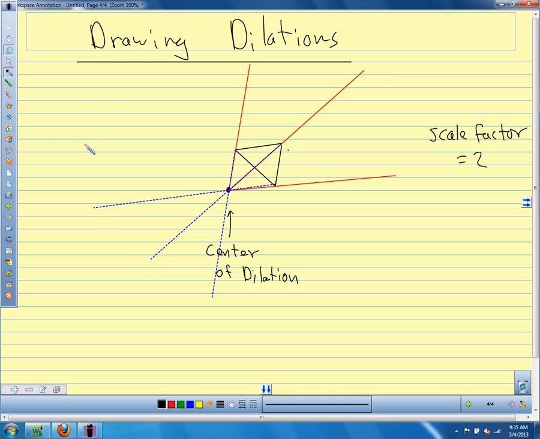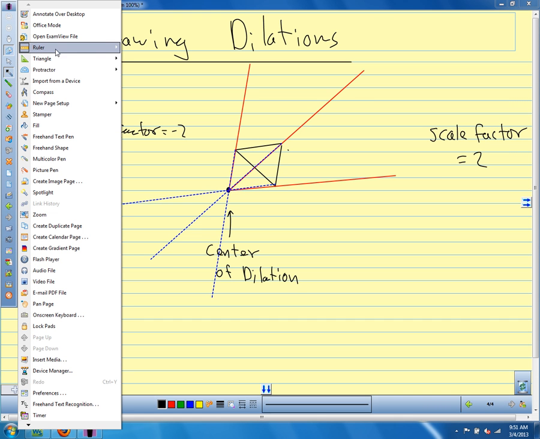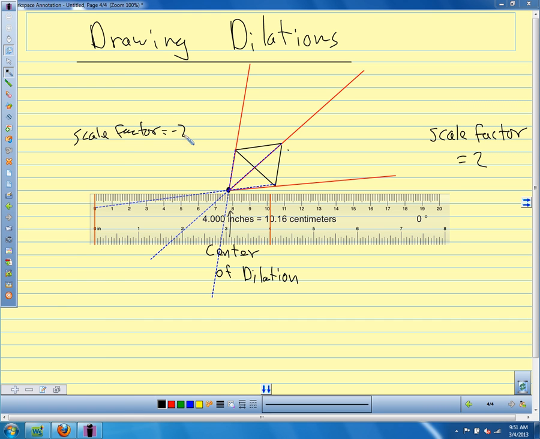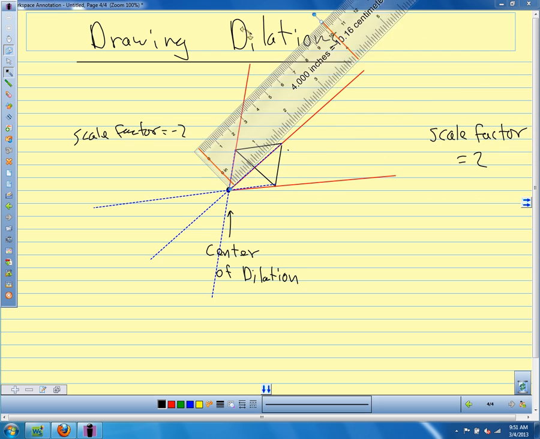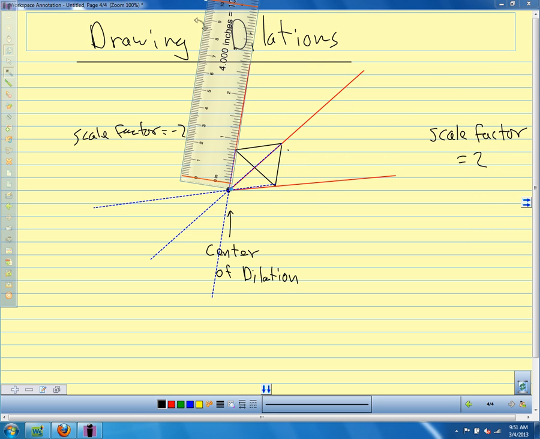So this side is -2. Everything's the same except I just draw my segments in the opposite direction. So we can follow the same directions. For a negative scale factor, I just go in the opposite direction. Now what I'm going to do is grab a ruler and I'm going to measure. So I'm going to put my ruler on the center of dilation and I'm going to measure how far, and I'm going to move this over once I get there.